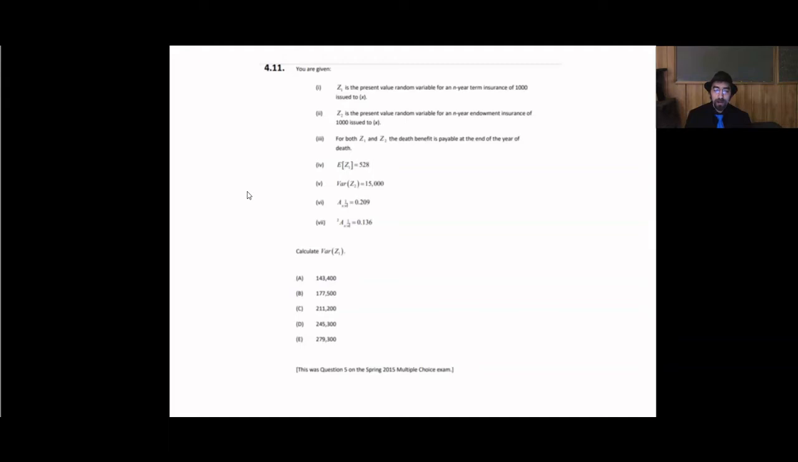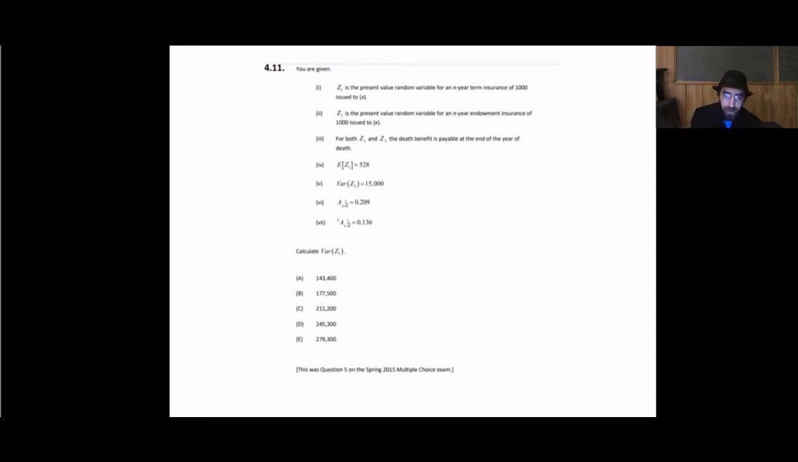Z1 is the present random variable for an n-year term insurance of $1,000 issued to an X-year-old. Z2 is the present random variable for an n-year endowment insurance of $1,000 issued to that same X-year-old. For both Z1 and Z2, the death benefit is payable at the end of the year of death. The expected value of Z1 is 528. The variance of Z2 is 15,000.